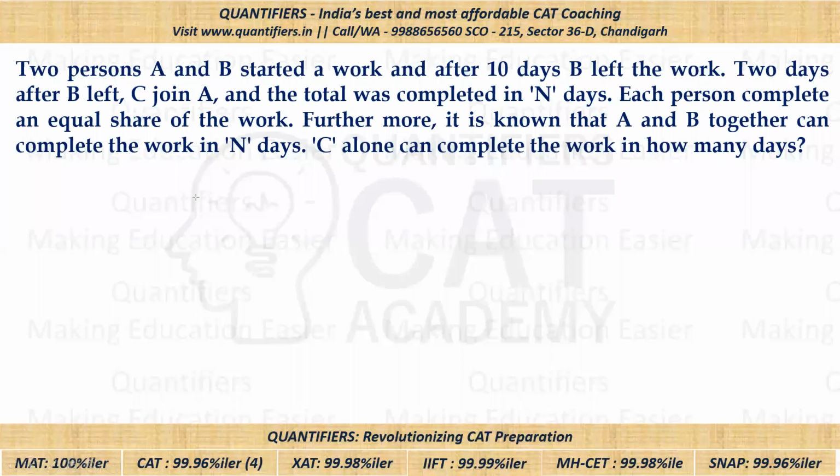So the question says two persons A and B started a work, and after 10 days B left the work. So let us draw a small diagram here. A and B started the work and after 10 days B left. So let's say this is 10 days. Further, it is given 2 days after B left. So that means for the next 2 days, A will be working alone.